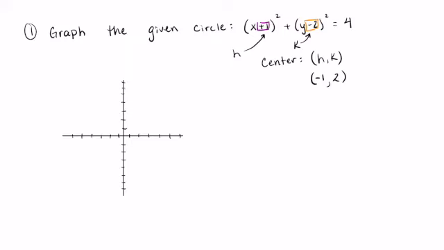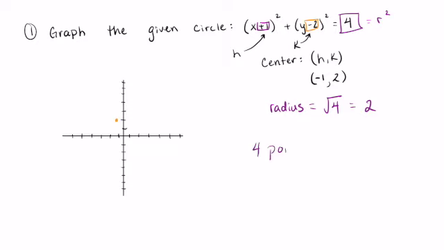So when I go to graph my circle, I'm going to have a center at −1, +2. Okay? So now I need to find my radius, and my radius comes from r squared. So I have 4, and I'm going to take the square root to figure out my radius, which gives me 2. And the way that I graph my circle is I give myself 4 points.